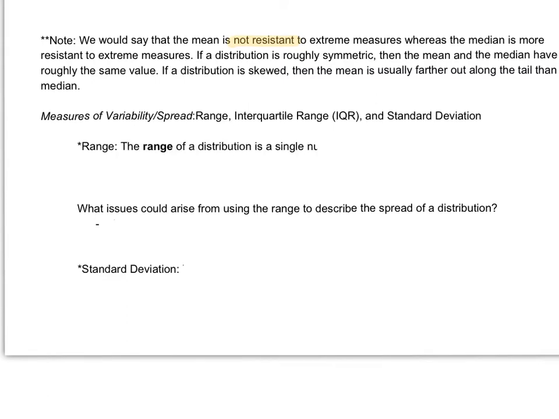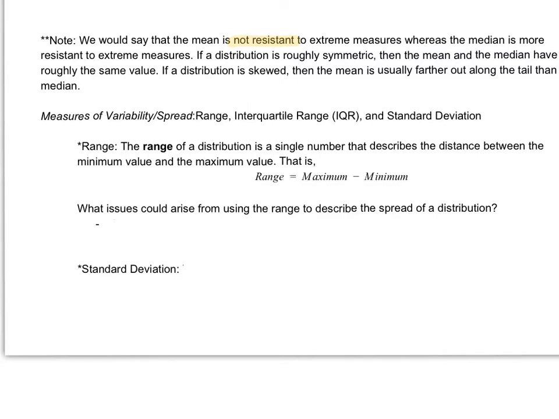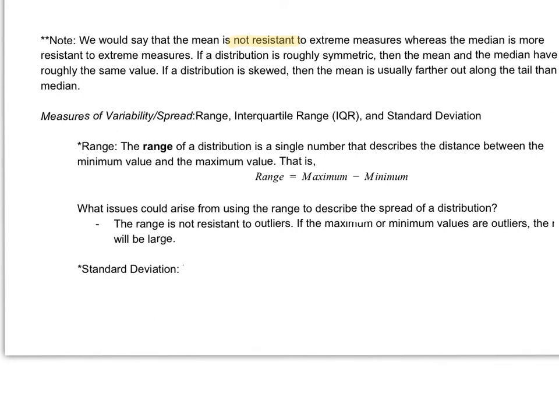So the first thing we talk about is the range. The range of a distribution is nothing more than the difference between the maximum and the minimum values. So the difference between the largest value and the smallest value. The range would simply be found by taking the maximum and subtracting the minimum. Now this isn't a really great measure of variability or spread, because the range is definitely going to be affected by any outliers. So it's not resistant to outliers.